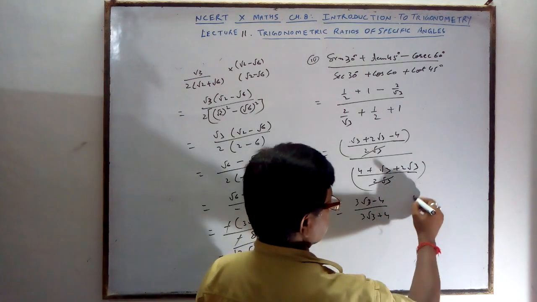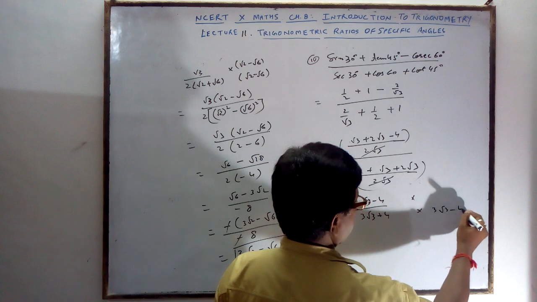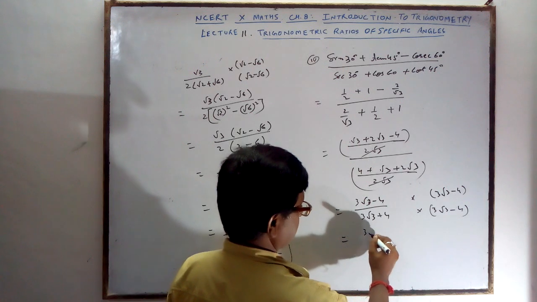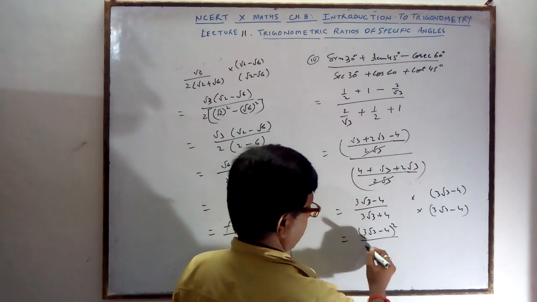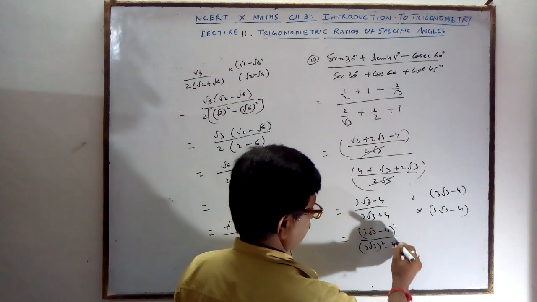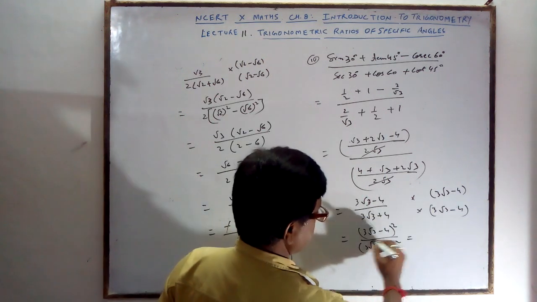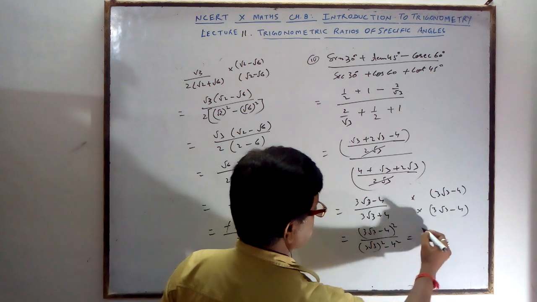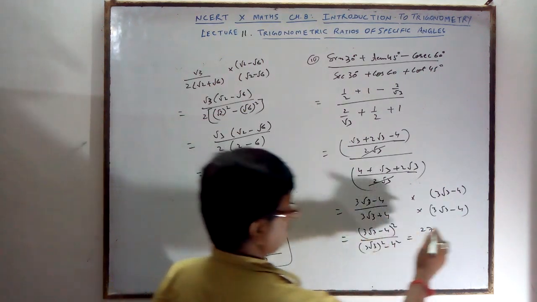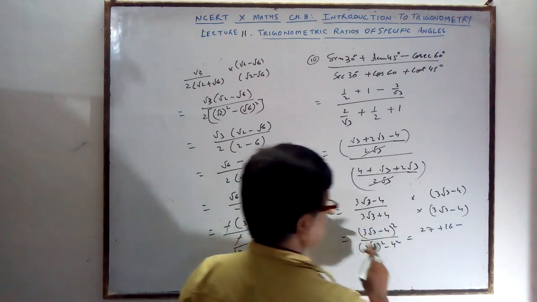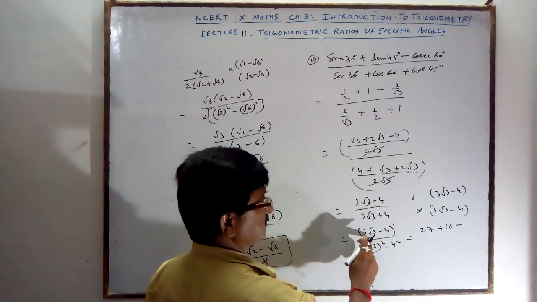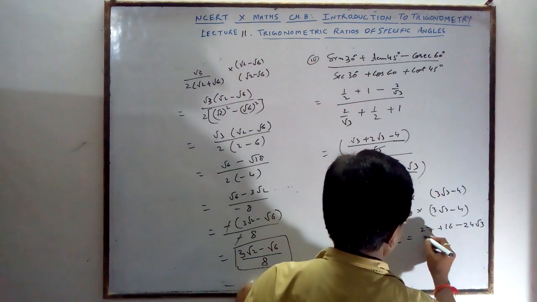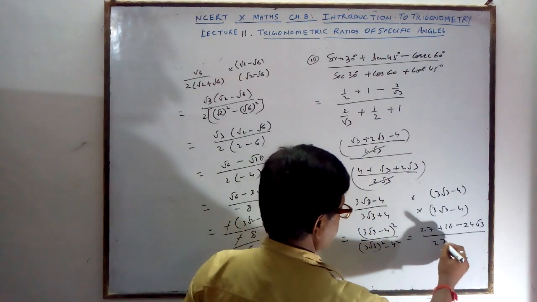So rationalize it. Rationalize means the denominator's opposite sign, minus 4, you multiply in both. So you are getting (3 root 3 minus 4) whole square upon (3 root 3) whole square minus 4 square. Apply a plus b, a minus b whole square. 3 3s are 9, 3 3s are 9, 9 3s are 27. a square plus b square minus 2ab. 2ab means 3 2s are 6, 6 4s are 24 root 3, upon 27 minus 16.